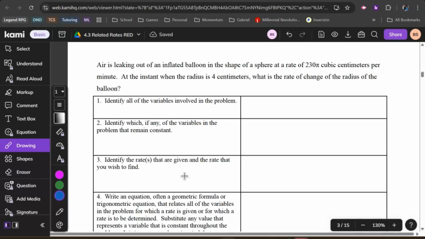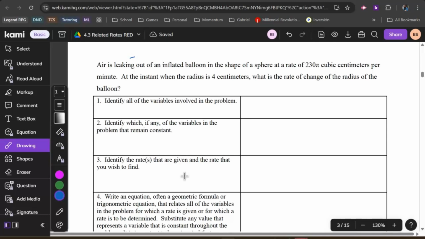So what we're going to do is, I'm going to read it the first time, and then we're going to go back and write in the margins. And I suggest you do this too, whether it's highlighting or not. You still should write in the margins about what these things are. So: air is leaking out of an inflated balloon in the shape of a sphere at a rate of 230 pi cubic centimeters per minute. At the instant when the radius is 4 centimeters, what is the rate of change of the radius of the balloon? So again, air is leaking out.